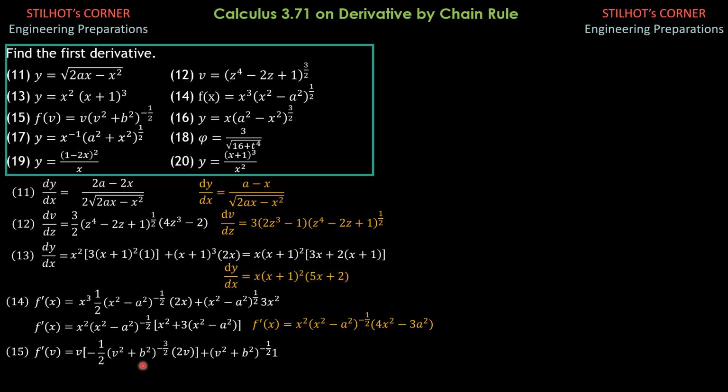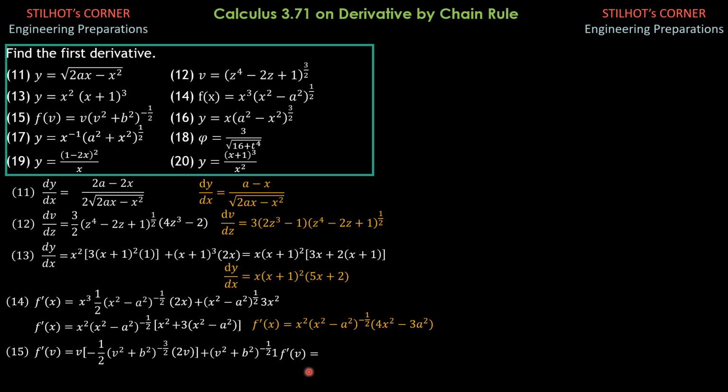So we can cancel out 2. For the expression quantity v squared plus b squared, the least common factor is this one, quantity v squared plus b squared raised to negative 3/2. And since we cancel out 2, we have times the quantity negative v squared. Then in the second, we have quantity v squared plus b squared to the 1.